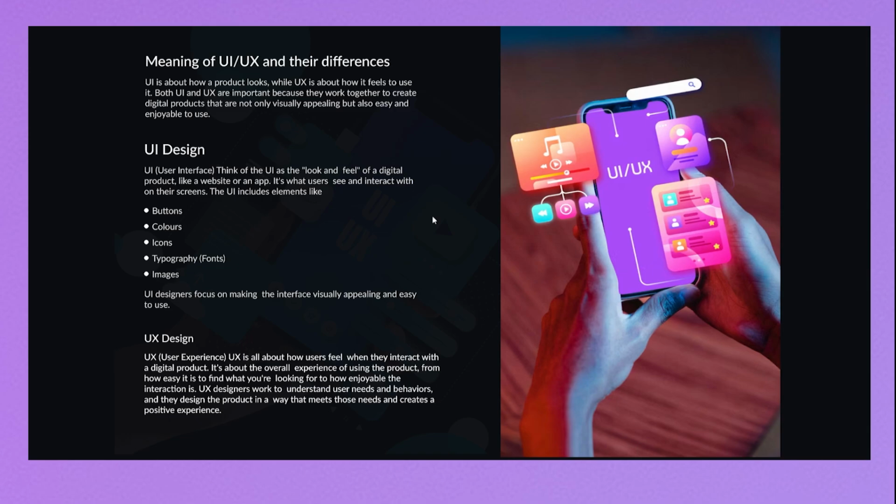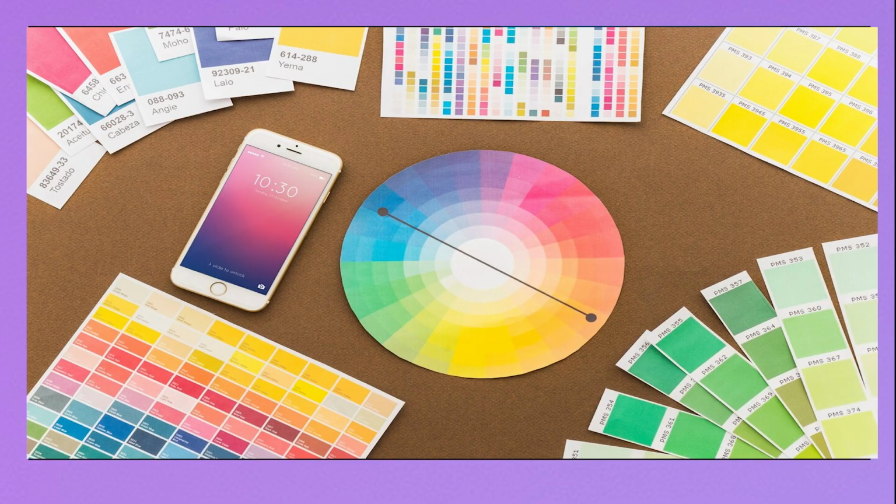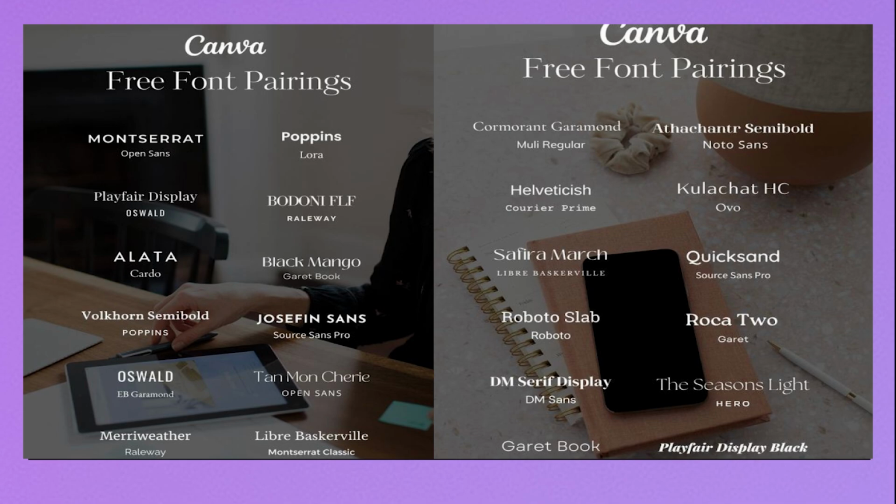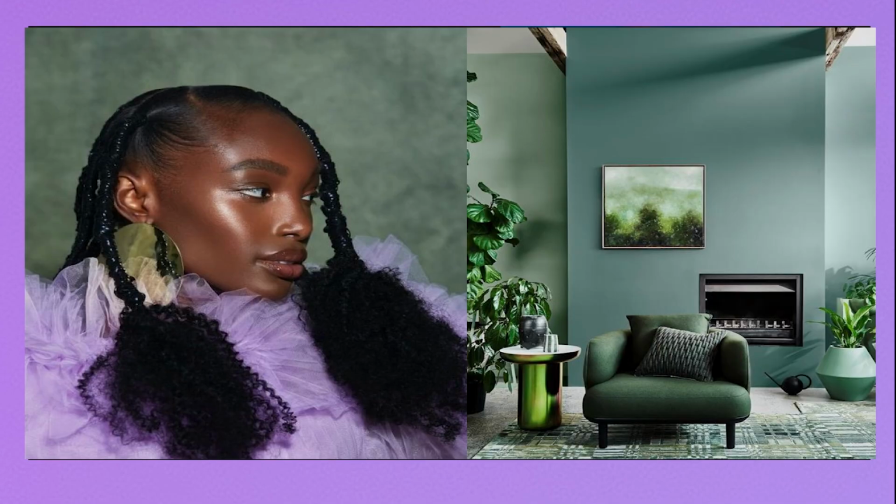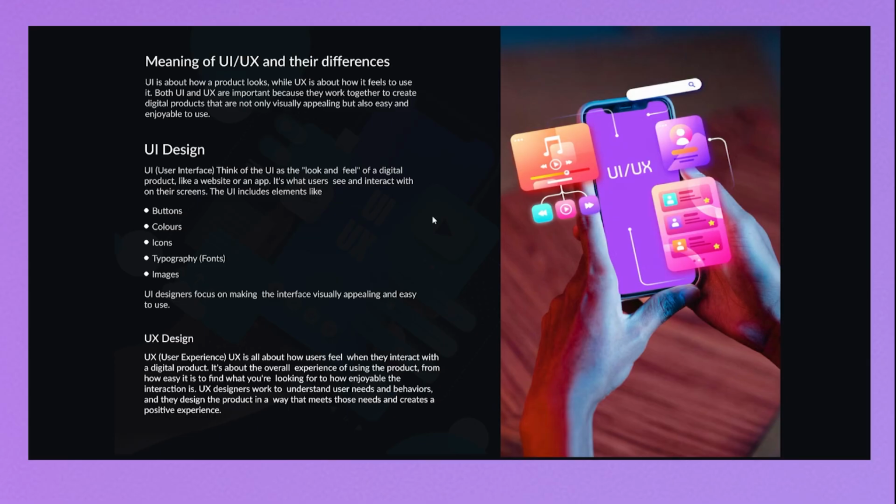Now moving on to UI design. UI, like I said earlier, stands for user interface. So think of UI as the look and feel of a digital product like a website or an application. It's what users see when they interact on their screens. The UI elements include buttons, colors, icons, typography, which is also known as fonts, and images. UI designers focus on making the interface visually appealing and easy to use, while UX is user experience.